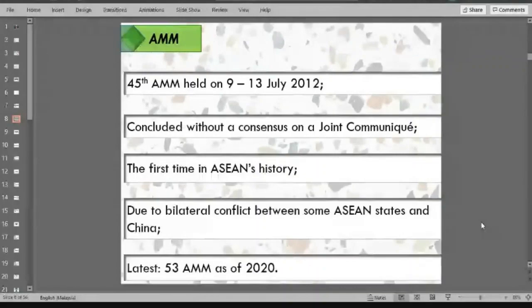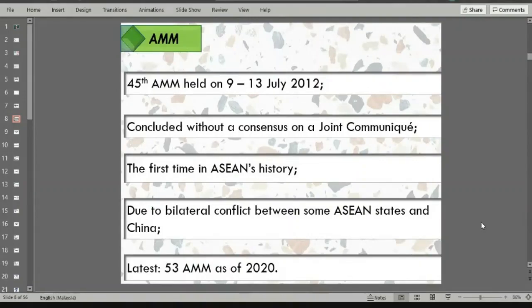Right? And the issue was regarding the territorial dispute in the South China Sea between certain ASEAN countries and China. Okay? And as I mentioned last time, we'll discuss more about this issue in chapter 6. But in this particular issue, it caused a brief disagreement.